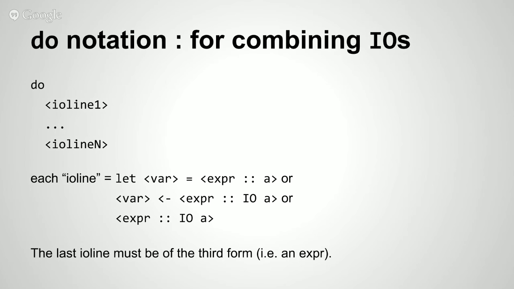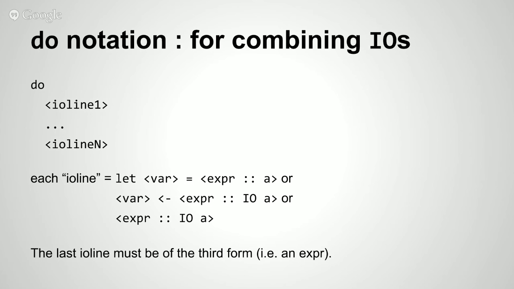You put I/O lines together, and each of those I/O lines can have one of three forms. The first is letting a variable equal an expression. That's stateless. It doesn't do any I/O itself. It's just a way of saying, okay, I want this variable bound to this expression. The second thing you can do is use the reverse arrow to put the return of an expression of type IO A into a variable. That variable is going to have type A, and it's something that would be used later on in the do block.